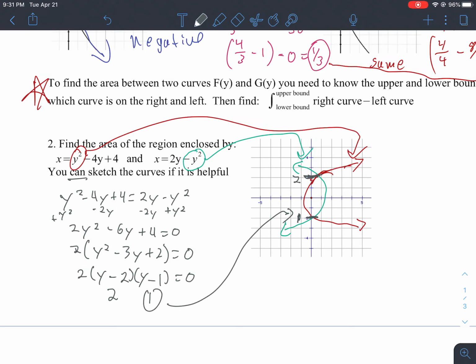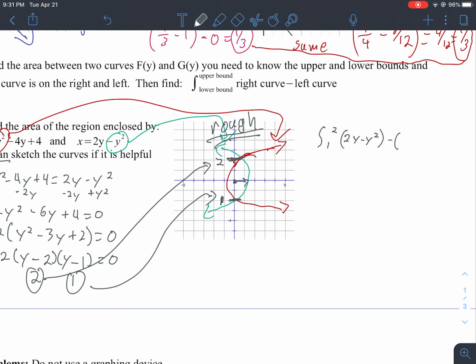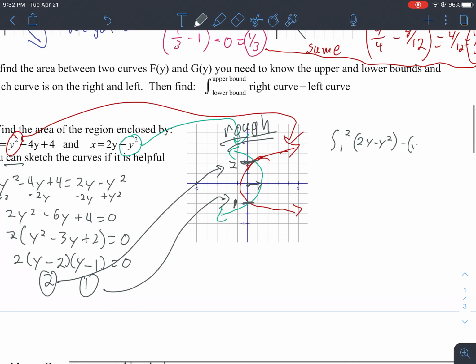So this 1 is here, and this 2 is here. This sketch is very rough, but it gives us enough information to set up our integral. Our integral, the inputs go from 1 to 2. And if the inputs are the y's, the larger curve is on the right. The larger curve is 2y minus y squared. The smaller curve is the red curve, y squared minus 4y plus 4. Now we'll do a little simplifying, plug in 1 and 2, take an antiderivative, and we're done. Be careful of your signs.